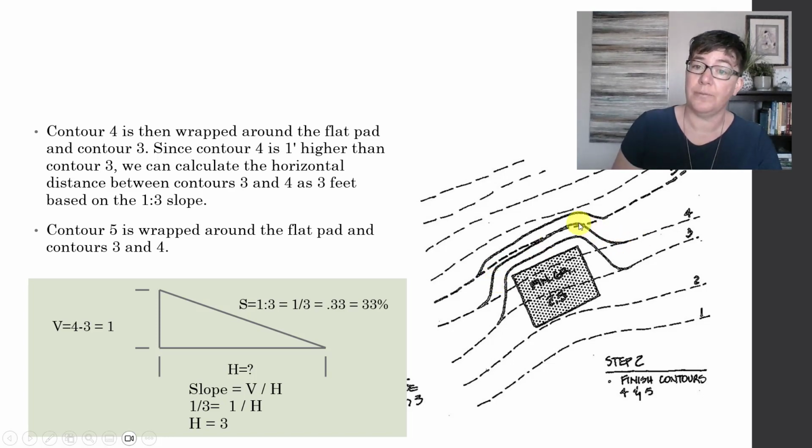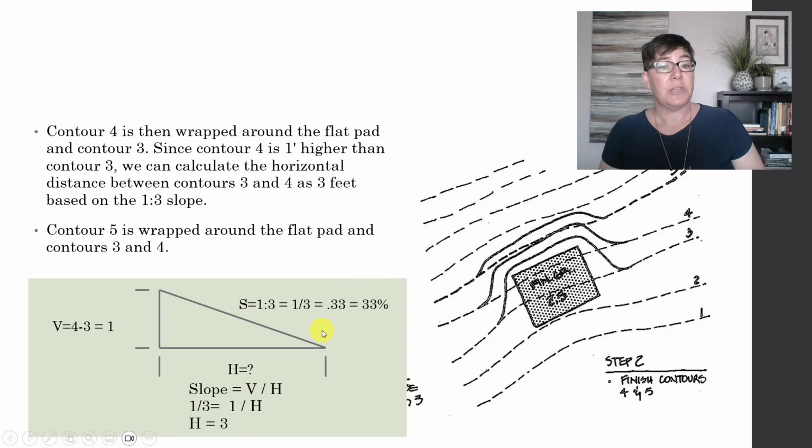Once you've drawn contour 4, take a look. It crosses over, it touches contour 5. Contours never cross, by the way. They should not touch or cross. And it's also closer than 3 feet. So we need to take a look and modify contour 5 as well.